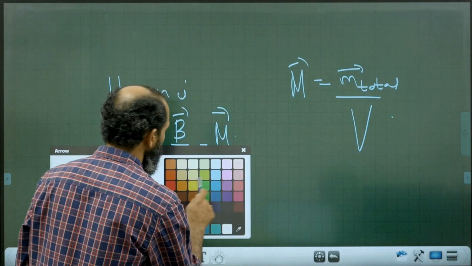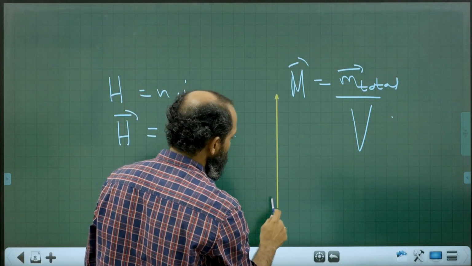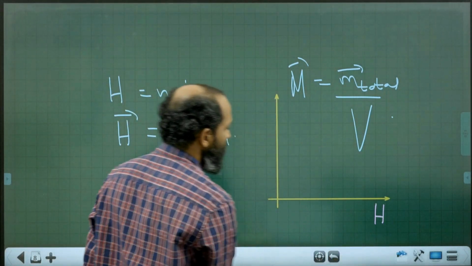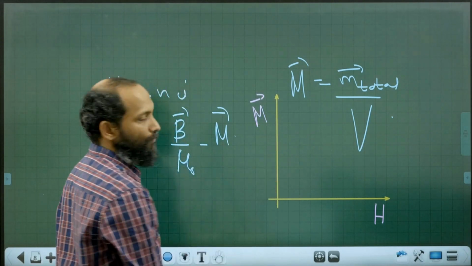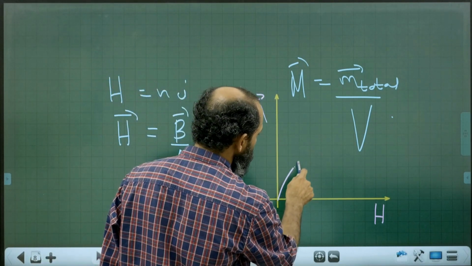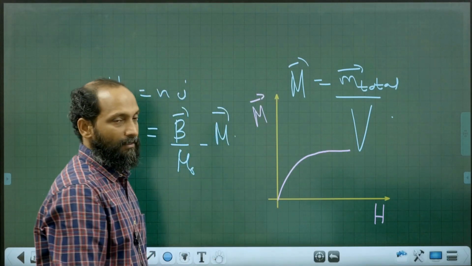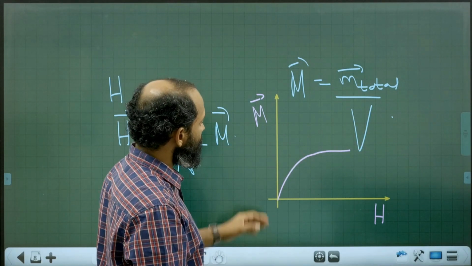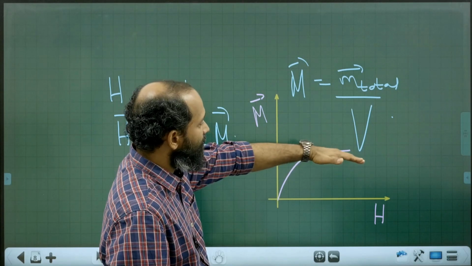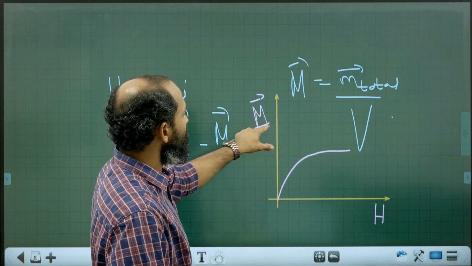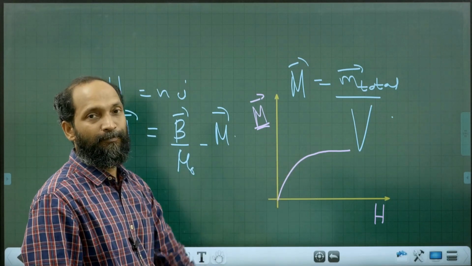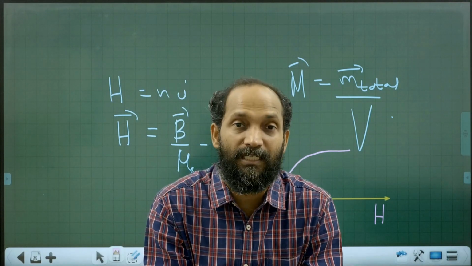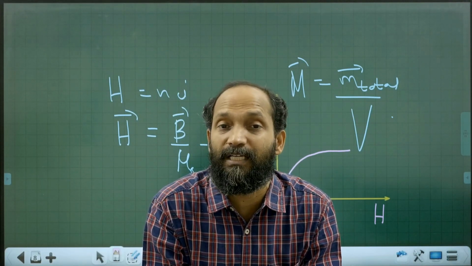If you go for a graph between magnetization and H, H is plotted on the horizontal axis and magnetization is plotted on the vertical axis. As in the previous question, you get a graph that first increases, then becomes maximum and constant. That means M by H first increases, then becomes constant. So the magnetization vector has a property of saturation. This happens when all the domains of that ferromagnetic material are aligned in the same direction as the external magnetic field.